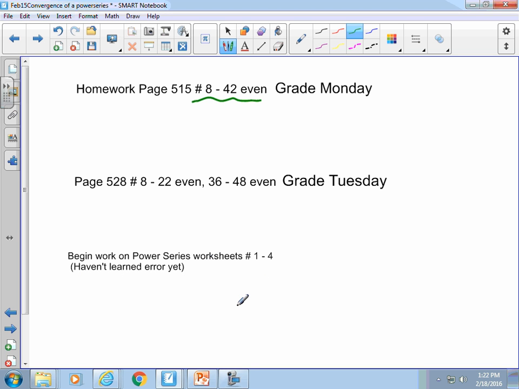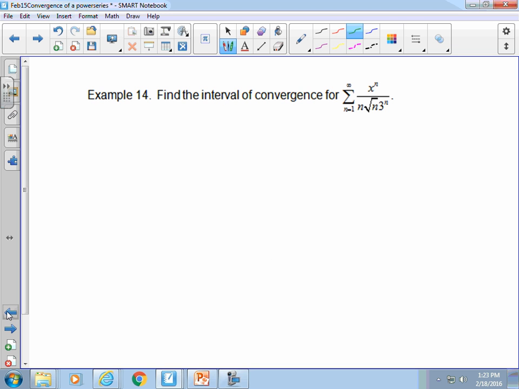And keep working on power series. There's no due date yet on those. These have due dates. Those don't have due dates, because we still haven't learned error. We still need to learn error. Other than that, there's a lot of stuff on them you can do. We're going to be able to find out how far off our series is, like if we're accurate to 3 decimal places or 2 decimal places. Eventually. Okay, what am I going to do on this one?